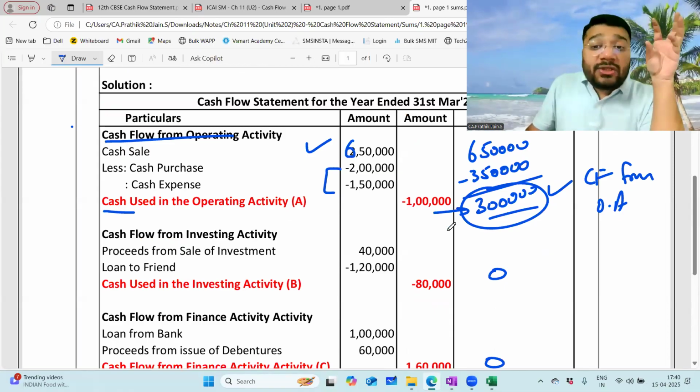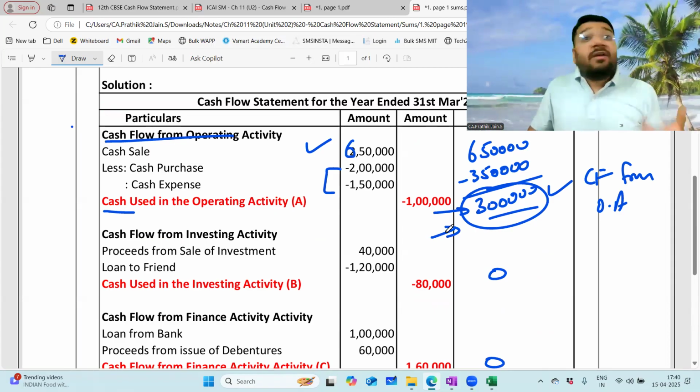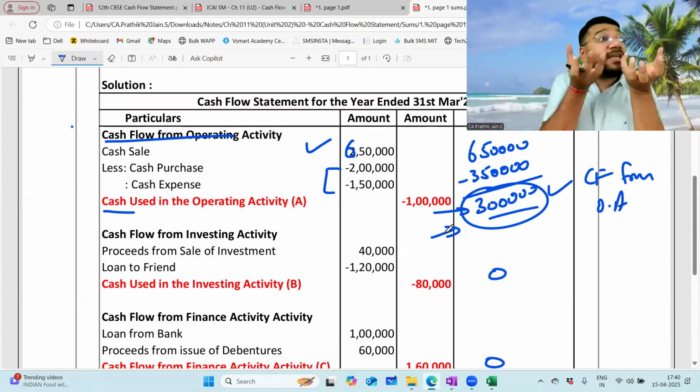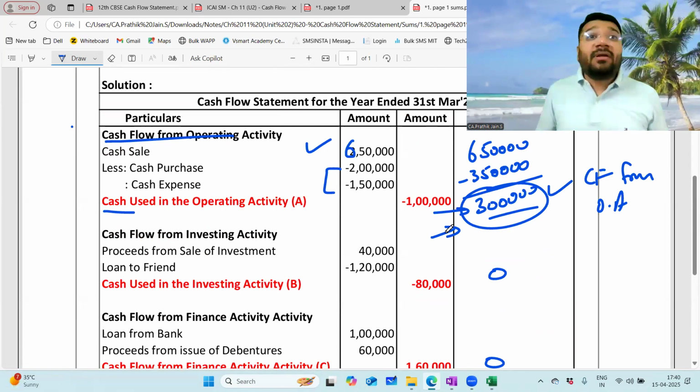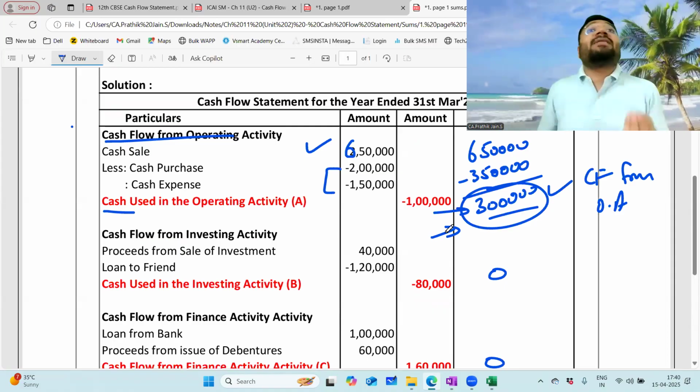So now what I'm trying to explain is that always this cash flow from operating activity is there. This is your operating cash profit. You understand what is the meaning of cash profit? From cash income, if I minus cash expenses, it is called cash profit. Means if I get 100 rupees, from that if I spend 80 rupees, the remaining 20 rupees is there in my pocket.